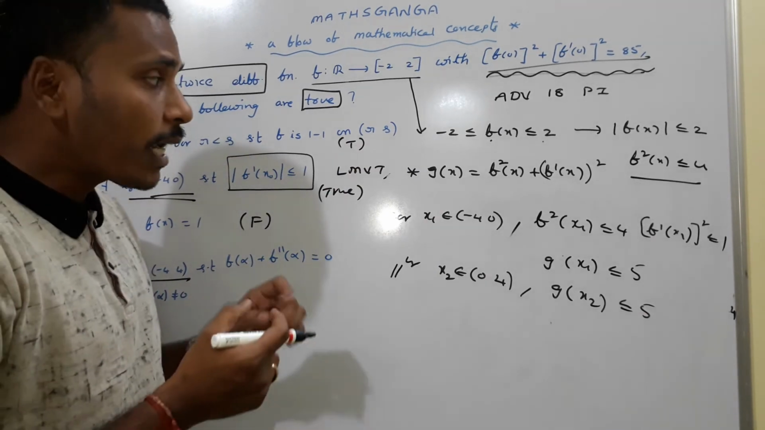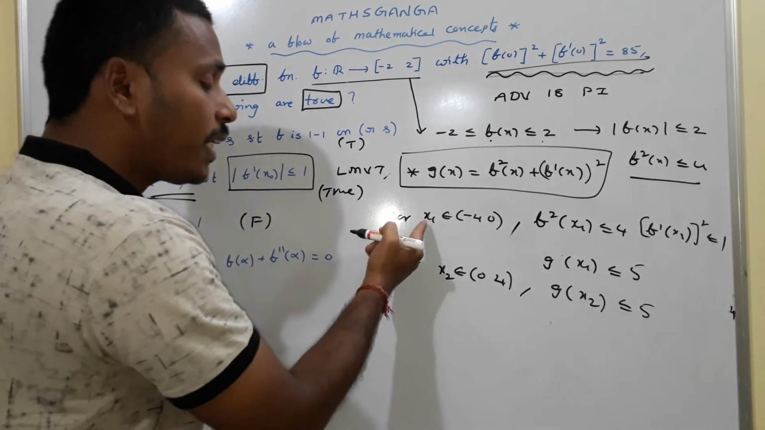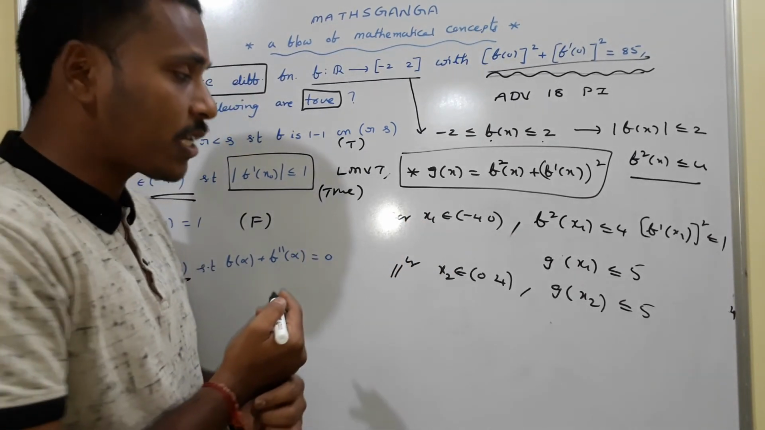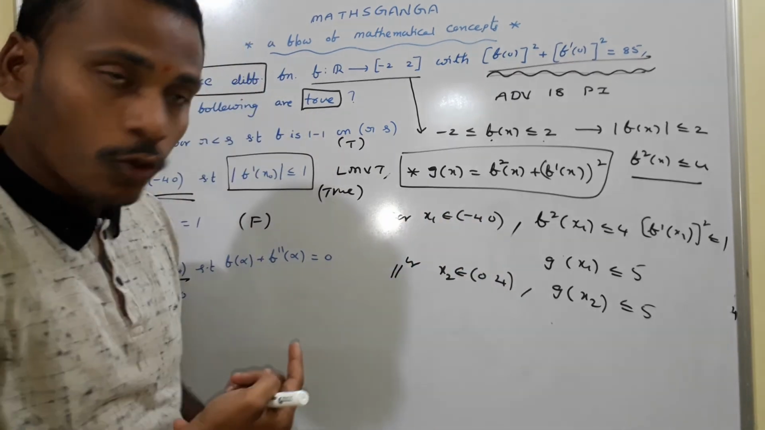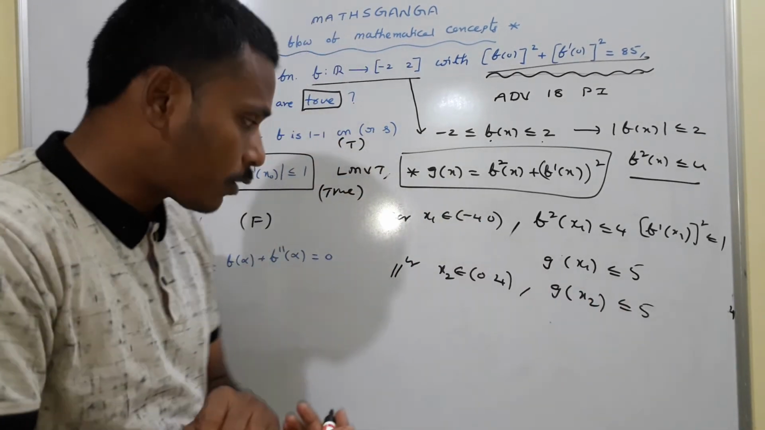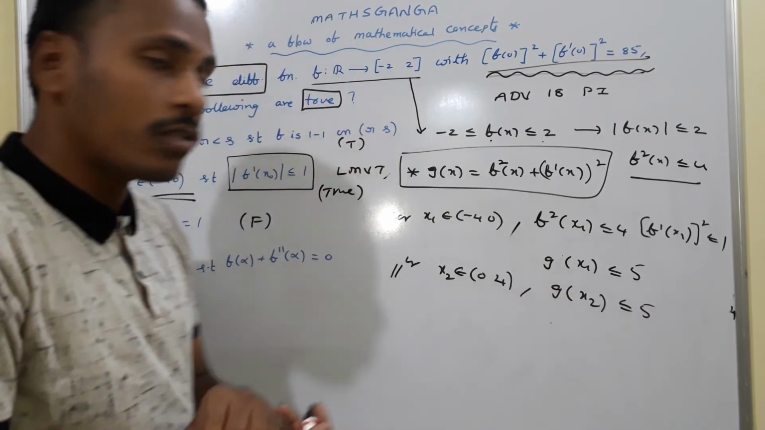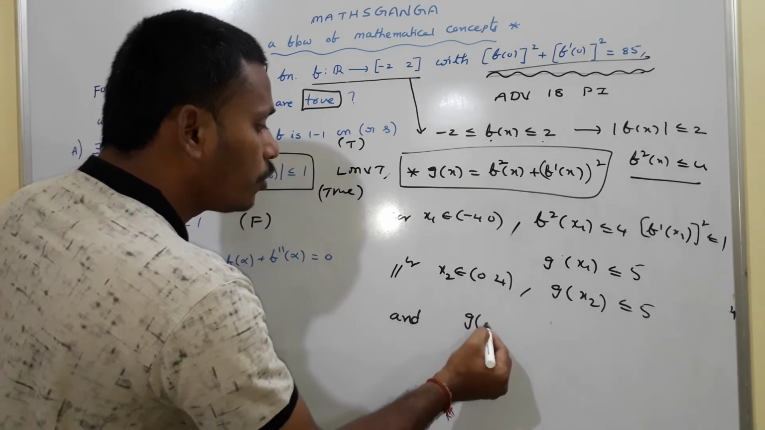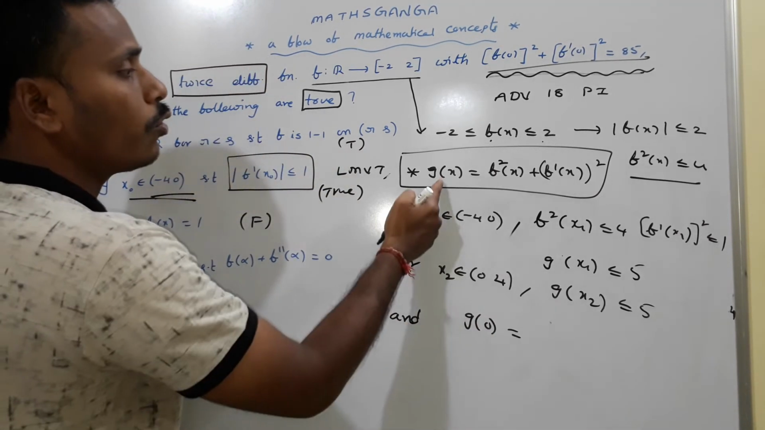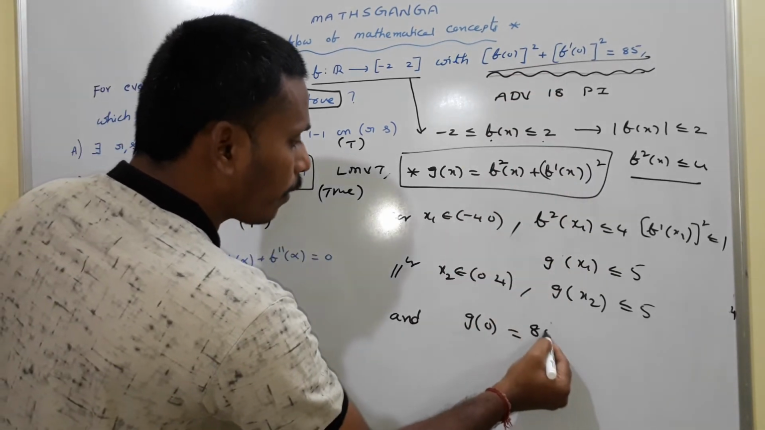So, if I consider a function g of x with this definition, then clearly there exist 2 points x1 and x2 such that x1 is in the range of minus 4 to 0 with g of x1 less than or equal to 5, and x2 is in the range of 0 to 4 with g of x2 less than or equal to 5. Also, with these conditions, the value of g of 0 is f squared of 0 plus f dash of 0 squared, which is nothing but 85.